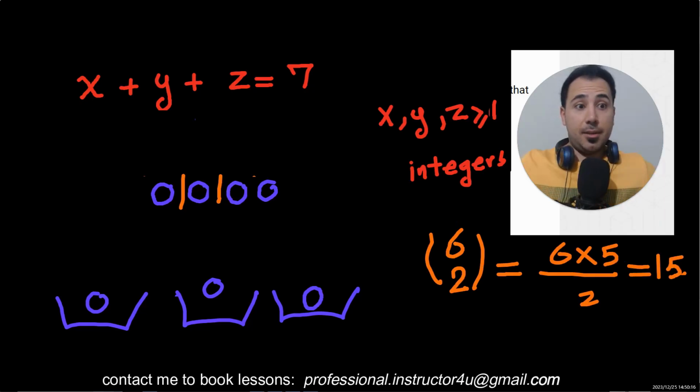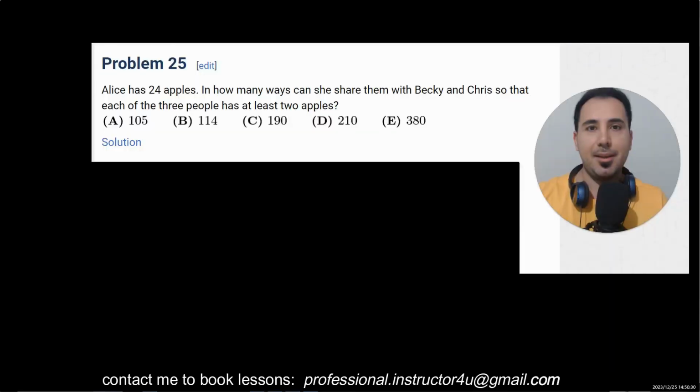Okay, now it's over. You could do all similar questions. We could answer a lot of questions using this principle. Now let's go and apply what we learned on the actual question. Okay, now this question is a piece of cake. Alice has 24 apples. In how many ways can she share them with Becky, Chris? Okay, so how many baskets?